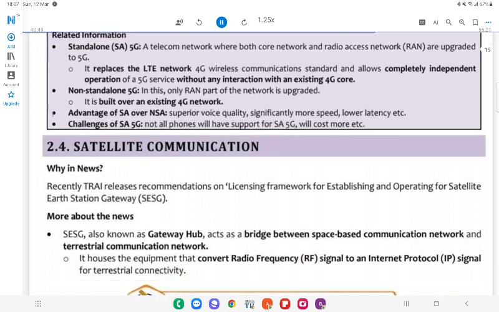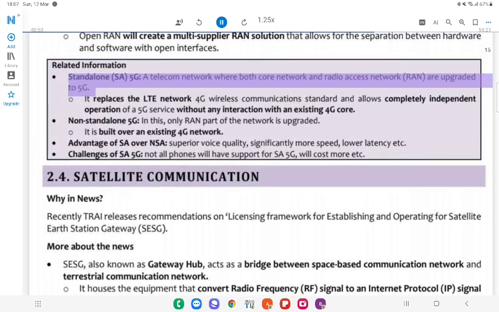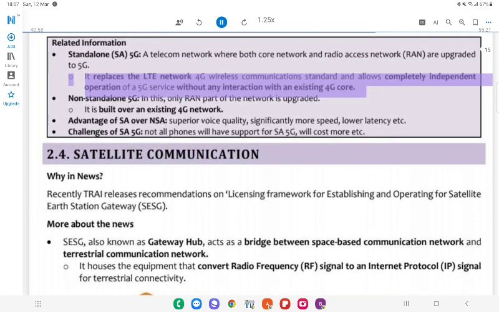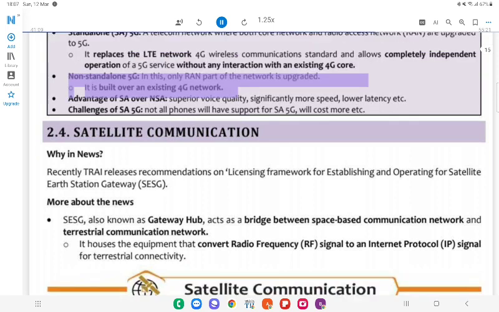Related information. Standalone SA 5G is a telecom network where both the core network and the radio access network (RAN) are upgraded to 5G. It replaces the LTE network, the 4G wireless communication standard, and allows completely independent operation of a 5G service without any interaction with an existing 4G core.